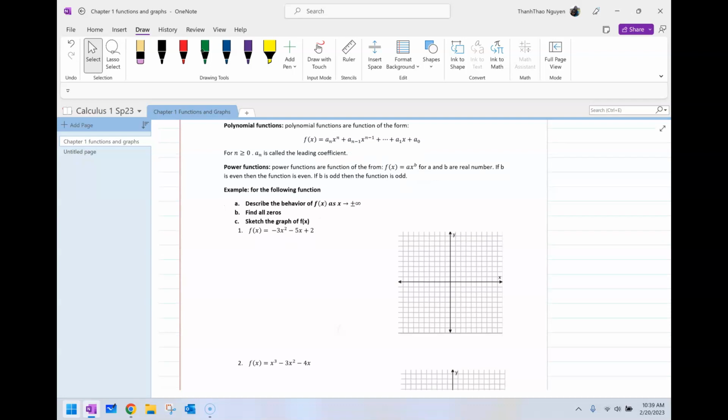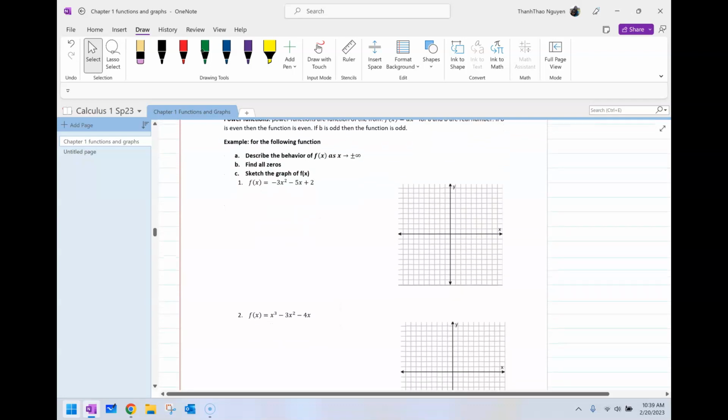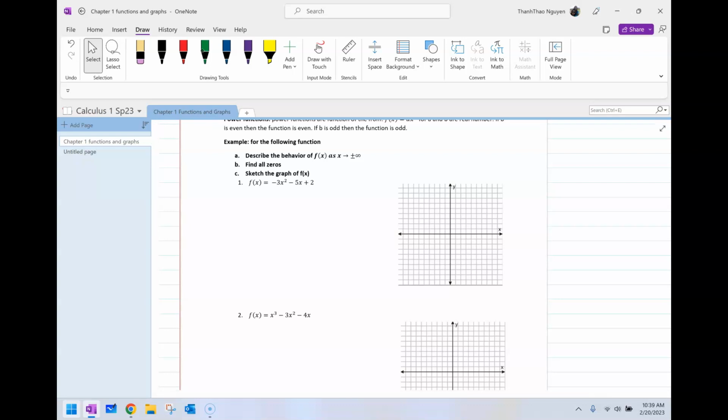Okay, let's take a look at this example. Describe the behavior of f(x) as x approaches plus or minus infinity, with part A, then sketch the graph of f(x). Let's start with f(x) = 0 first, and then we go back and describe the behavior. I want you to see what the graph looks like. It's easier to argue what it would look like at plus or minus infinity. So let's find the zeros first. We'll go part B first.